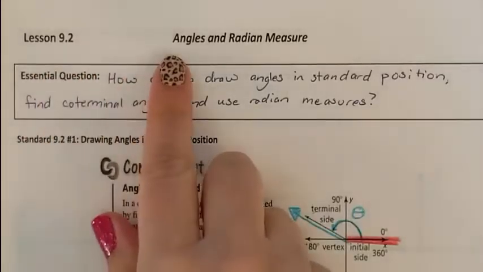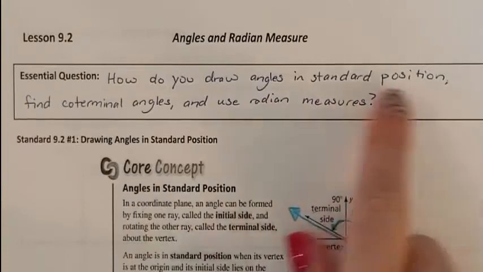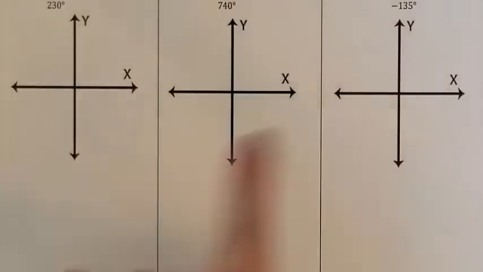Lesson 9.2, Angles and Radian Measure. Our essential question: how do you draw angles in standard position, find coterminal angles, and use radian measures? There were 3 problems left on the page for independent practice. Let's go ahead and take a closer look at those.